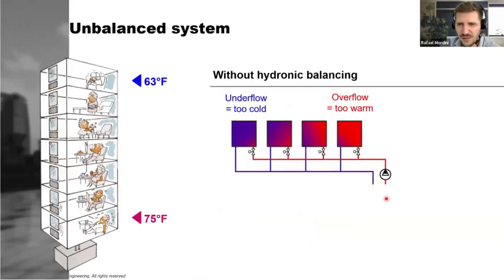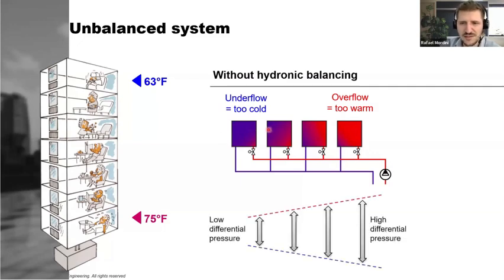So here we have our pump, which could be our primary or secondary pump, the one that takes care of the terminal units, our circuits. You see that the first ones are too red, meaning they're receiving too much flow rate, and the other ones are too cold. This happens because of differential pressure.